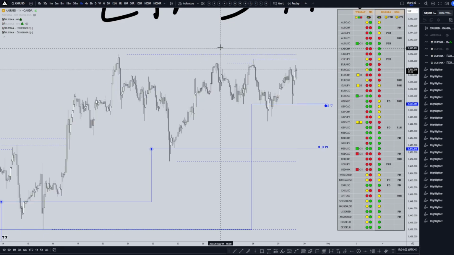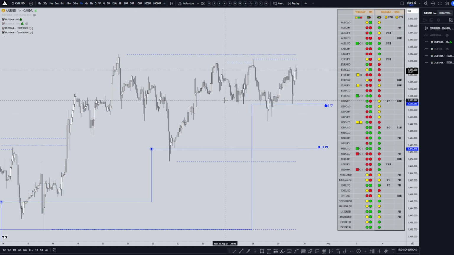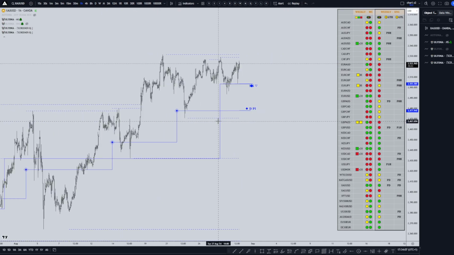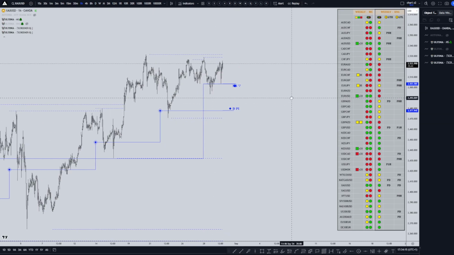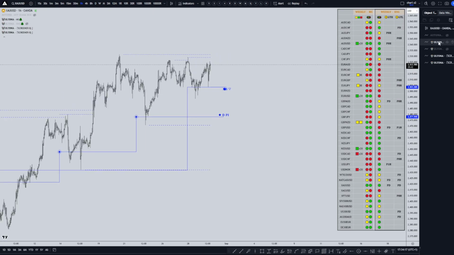If you're using the ranges, you want to see how lower time frame ranges deliver high time frame manipulation cycles on high time frame ranges. So that's it regarding the market structure screener.